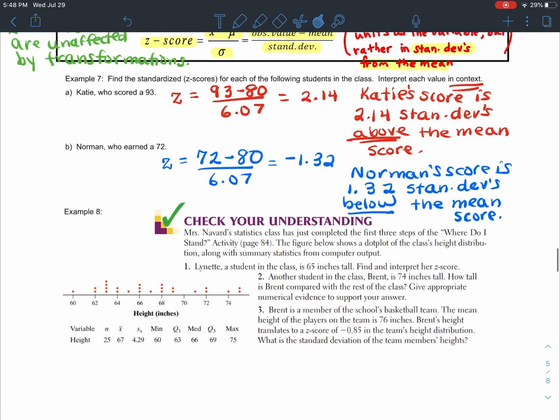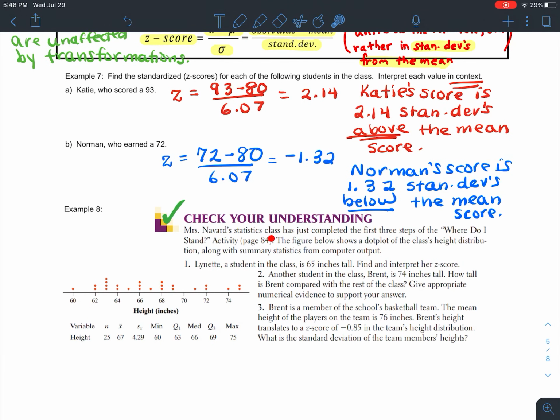All right, let's take a look at example 8. Here, this is talking about Mr. Navard's statistics class, which has just completed the first 3 steps of where do I stand. The figure below shows a dot plot of the class's height distribution along with the summary statistics from the computer output. Okay, I'm going to go ahead and highlight for the class. Here's the class average height, 67 inches. Here's the class spread, the standard deviation, typically how far. If you were to pick someone at random, they would typically be about 4.29 inches from the mean height of 67.